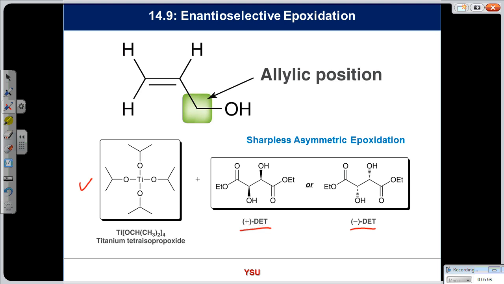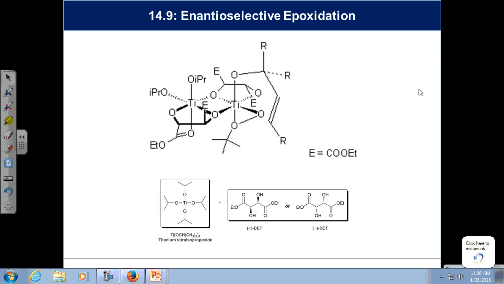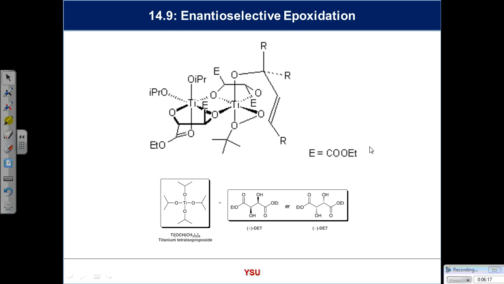So you can take either one of these, either the plus DET or the minus DET, and mix them with this titanium isopropoxide in the presence of the allylic alcohol, and all of a sudden you get very, very high selectivities in terms of enantiomer purities. So the mixture there involves titanium isopropoxide like that, and one of these, not both of them.